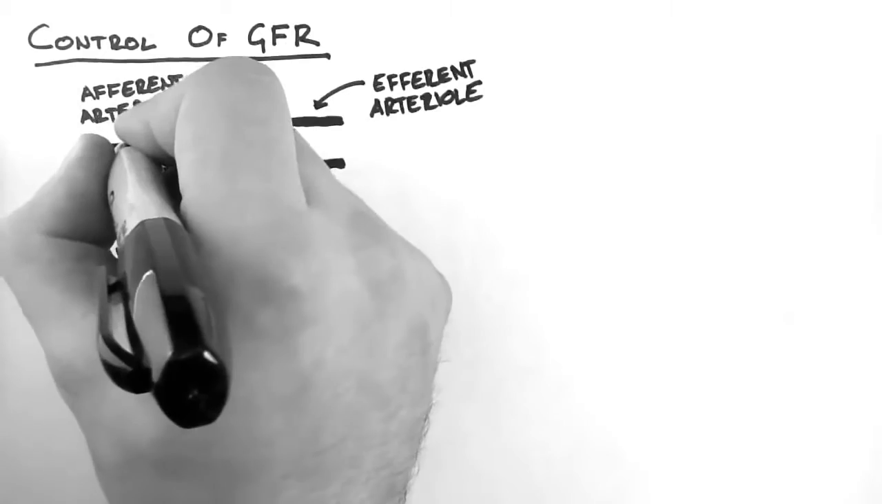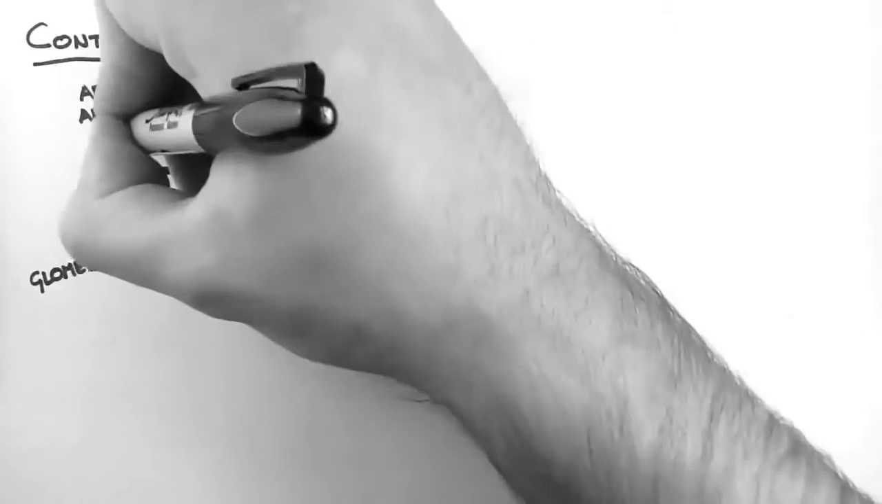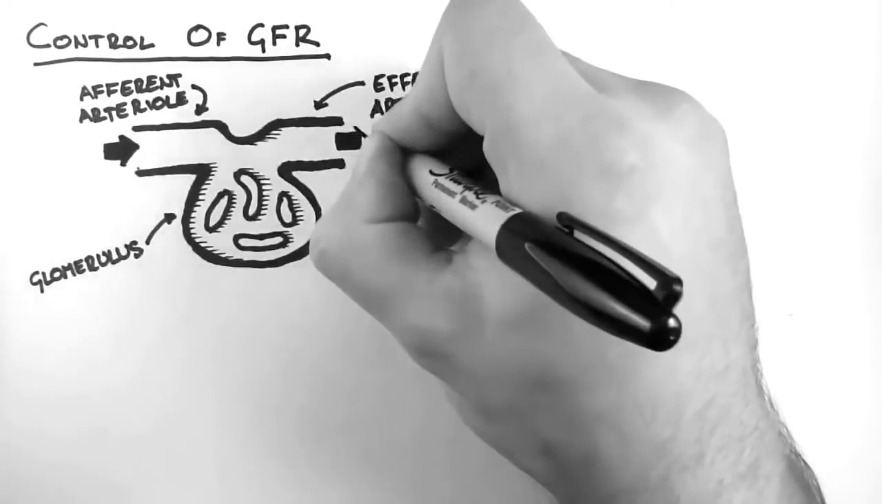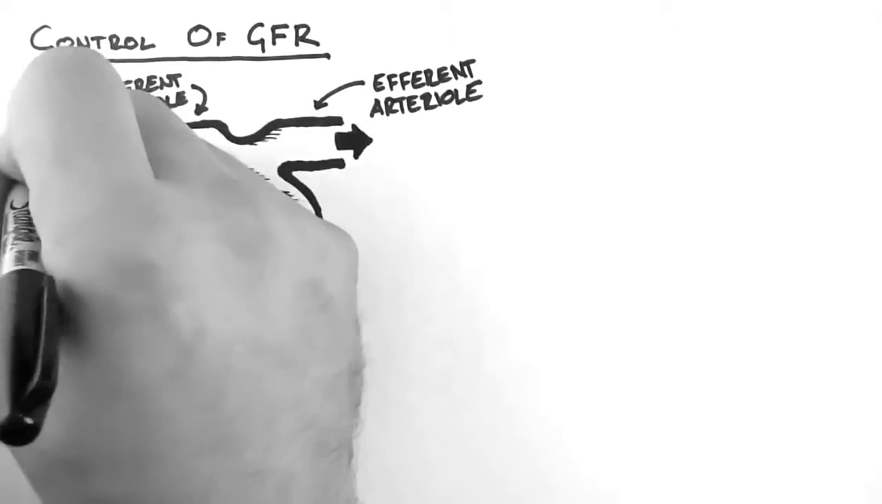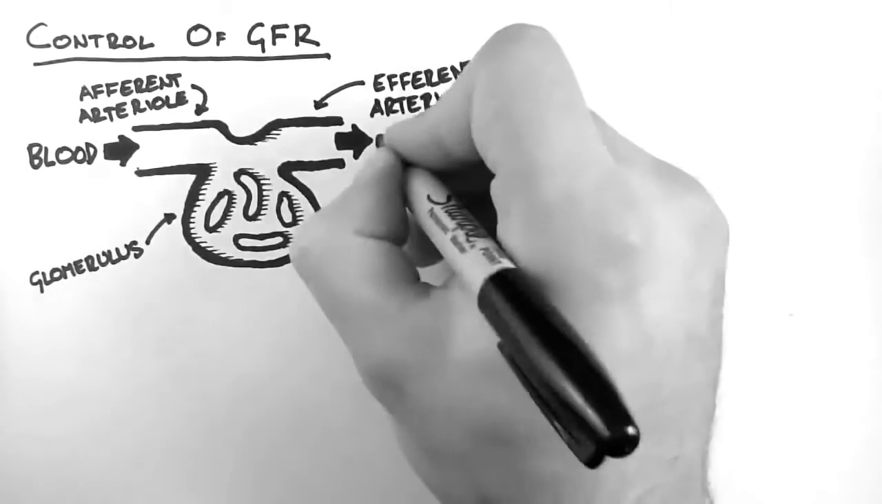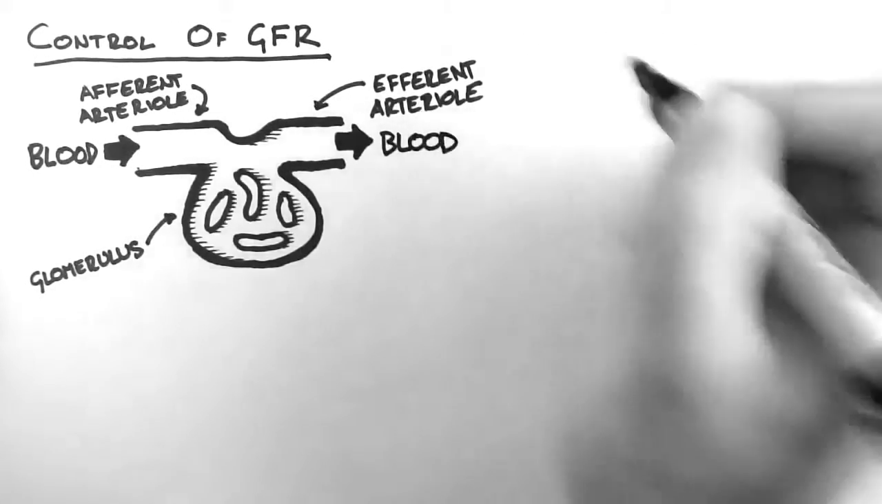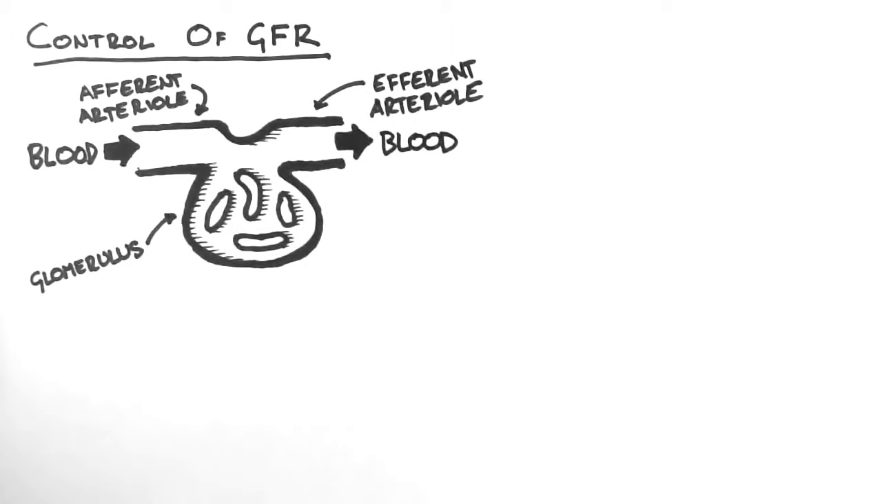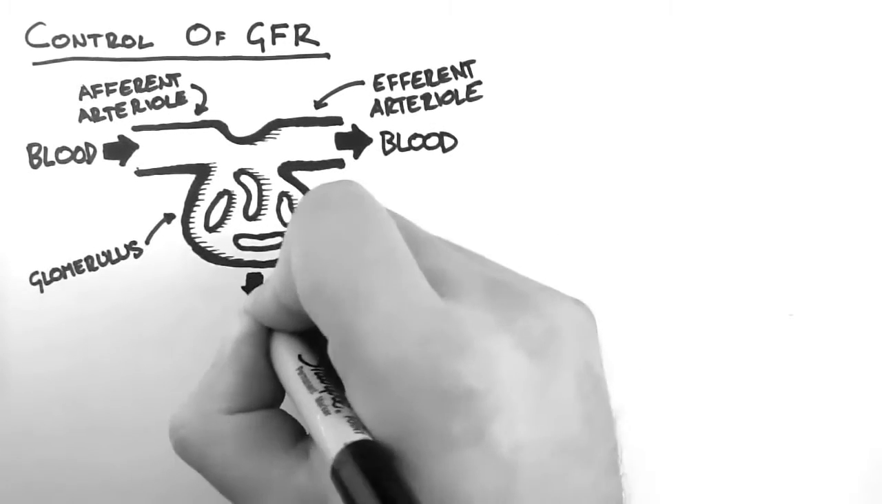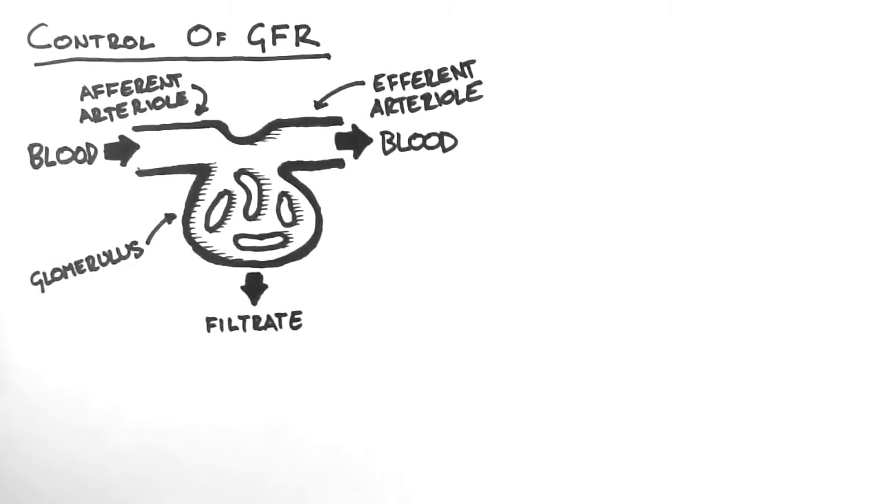Blood from the renal artery flows in through the afferent arteriole, and then it can exit via one of two ways. It can exit as blood via the efferent arteriole, or it can exit as filtrate via the glomerulus. However, remember that filtrate is not actually blood, as it should not contain any blood cells or large proteins, and thus is mainly water and small solutes.